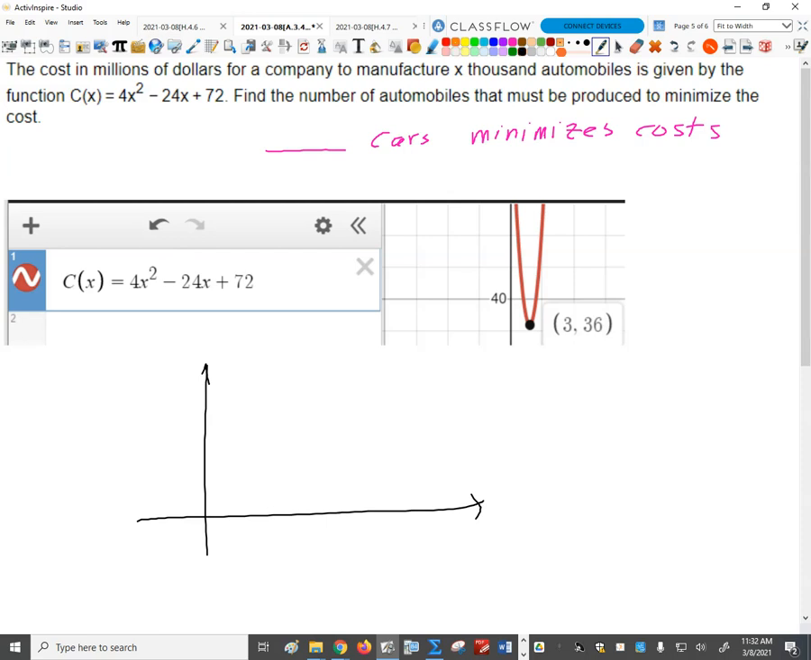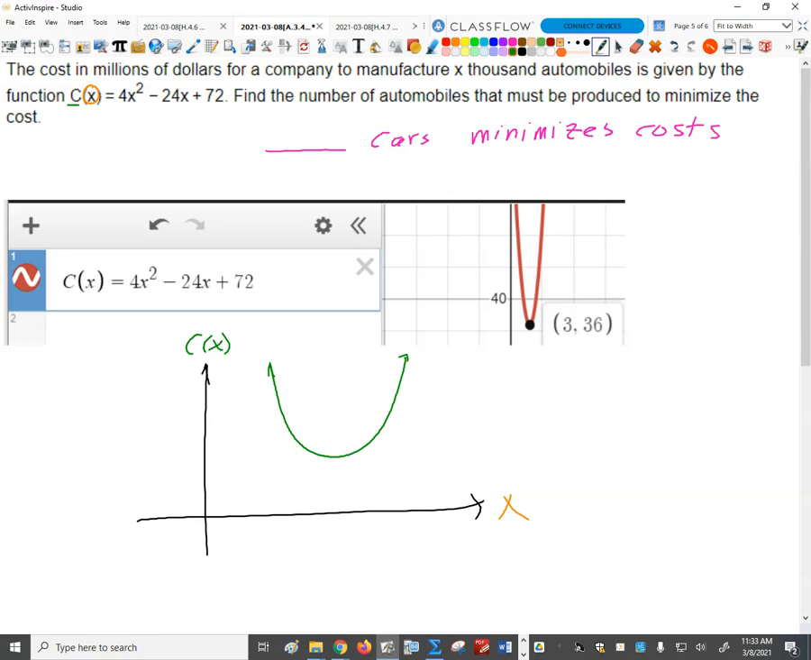So X is my input, right? So this is the x-axis. The horizontal is the x-axis, horizontal axis. My output is C, and so the output is the vertical axis. My y-axis is charting total cost, right? So A is positive, so I know that this function is going to open up, which it does.